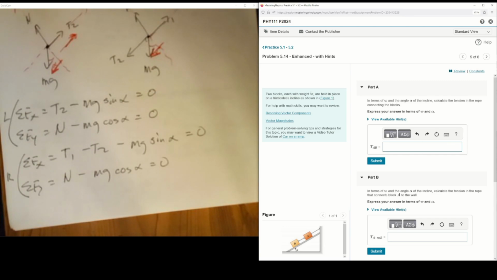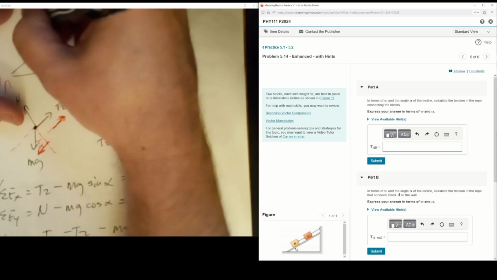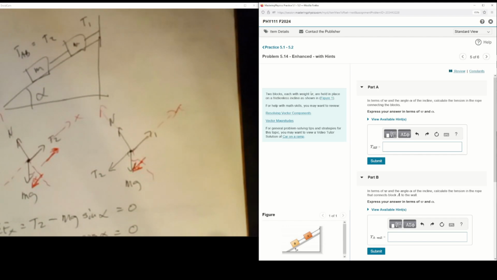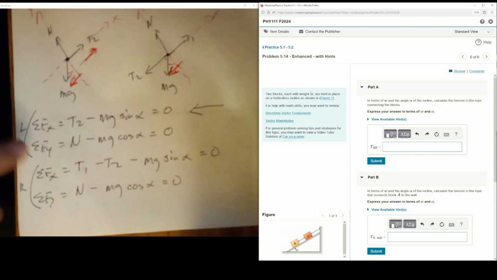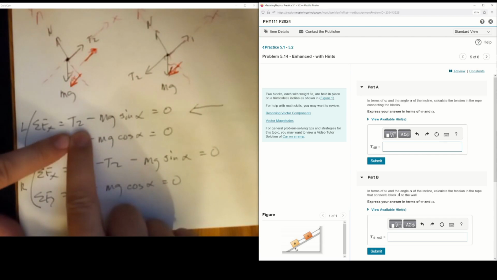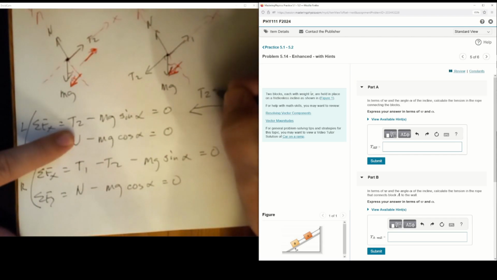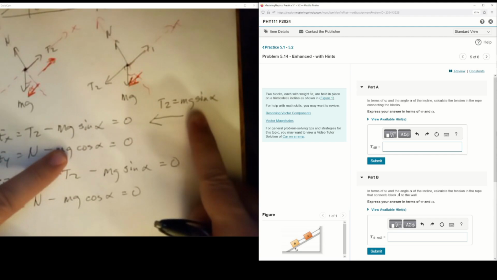And let's see what they want. They want tension. They're calling it TAB. That's what I called actually tension 2, because I just think tension 2 is better than tension AB. So I am solving for tension 2. And tension 2 I can actually get from this equation right here. There it is. Tension 2, I'll just move this to the right side. So tension 2 is mg sine alpha.